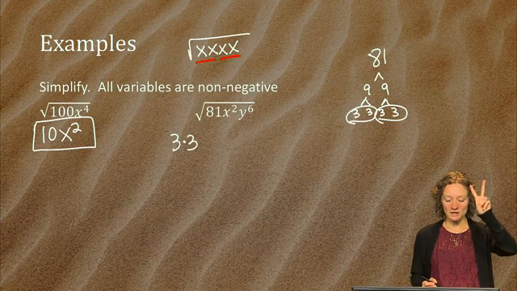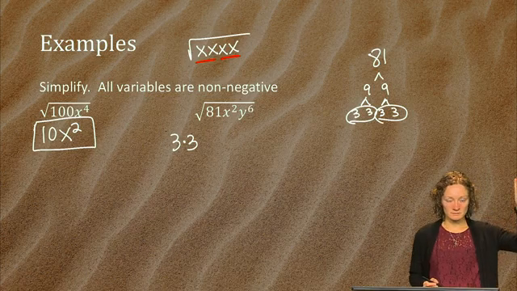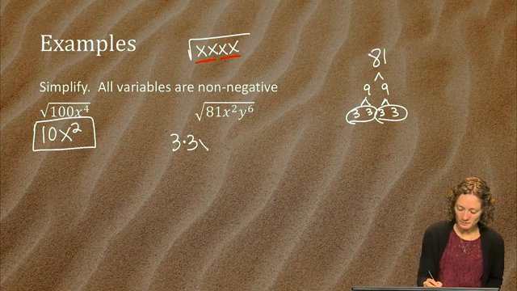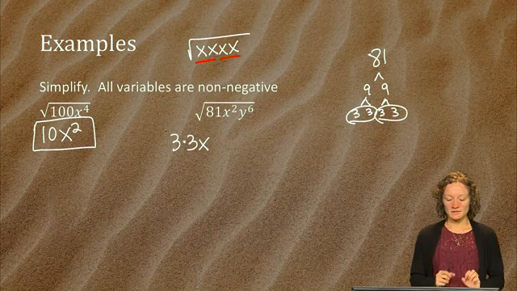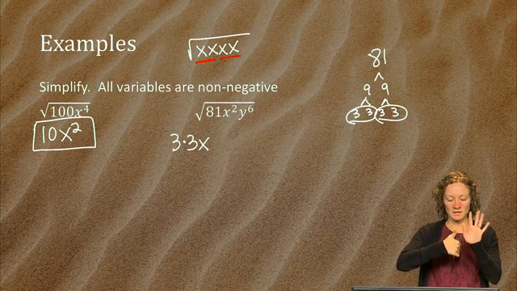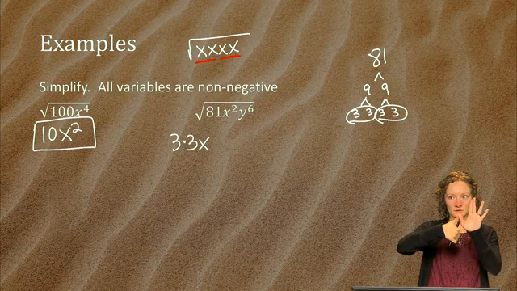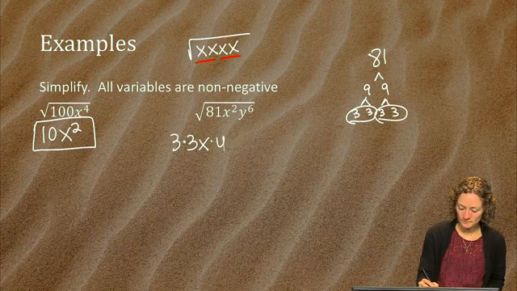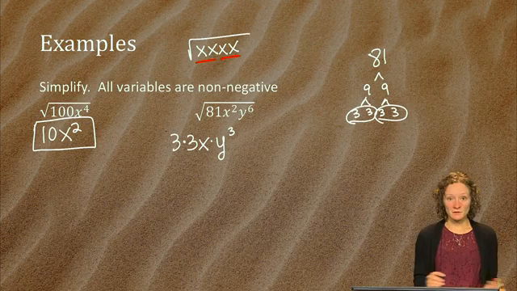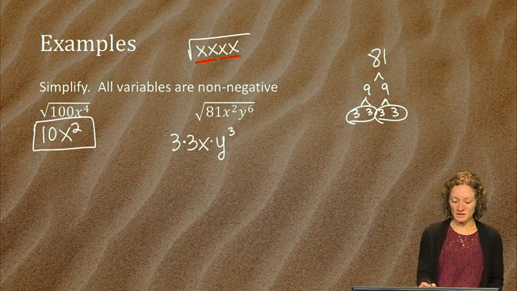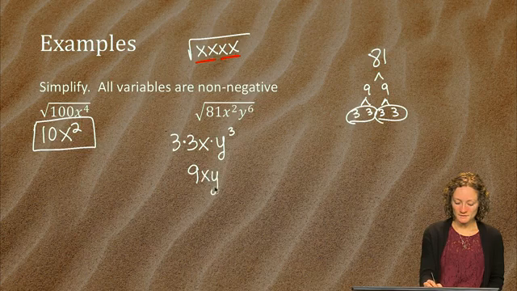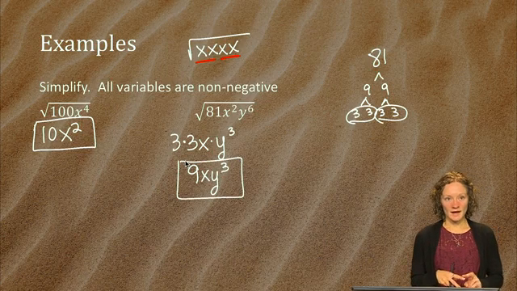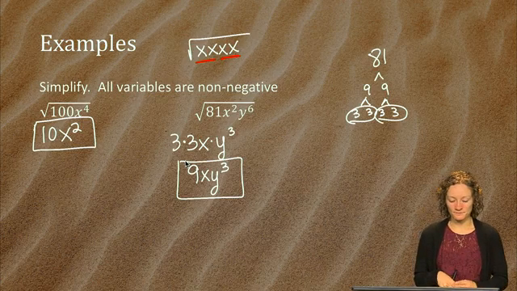How many pairs are there if we have 2 x's? A single pair comes out. And then we have 6 y's, 6 of them. How many pairs? 1, 2, 3. So 3 y's come out. Everything was utilized under the radical, so nothing else remains. All that's left is to multiply those numbers and pull it all together. 9x y to the 3rd.